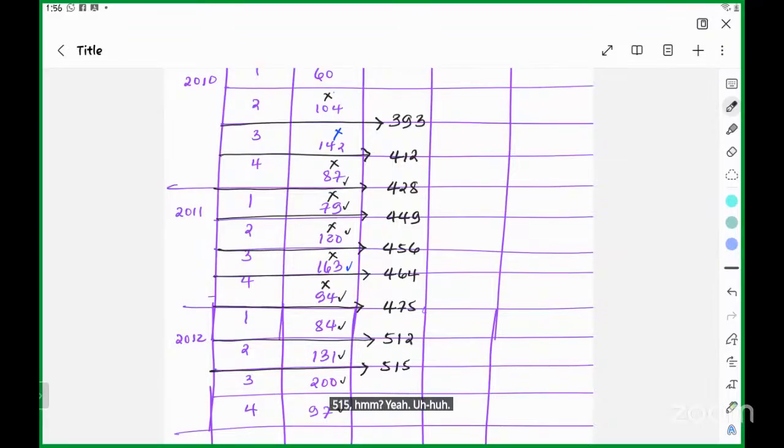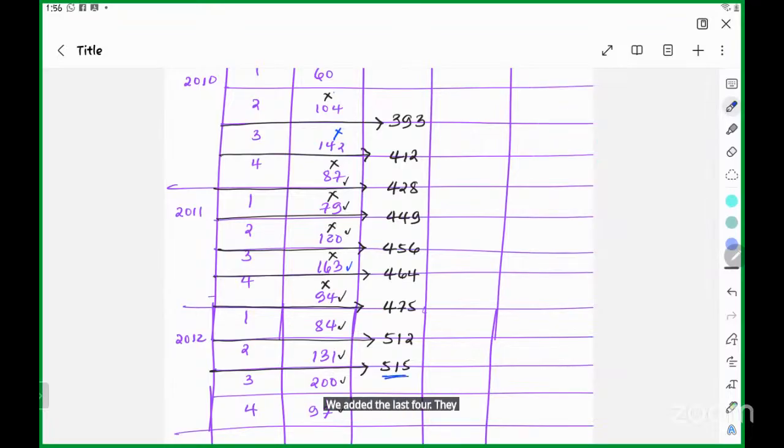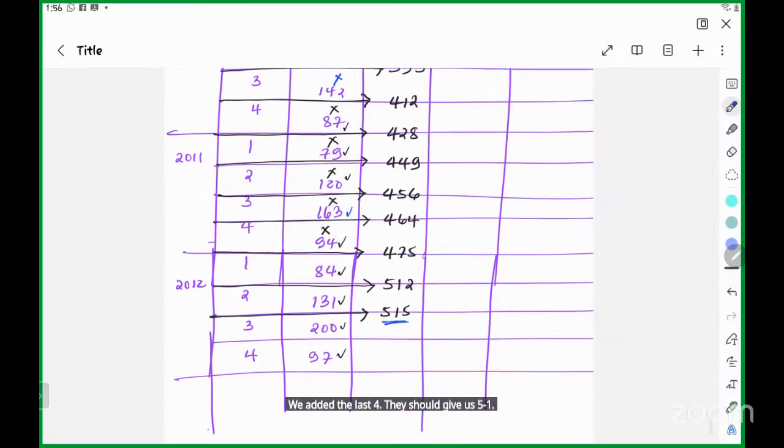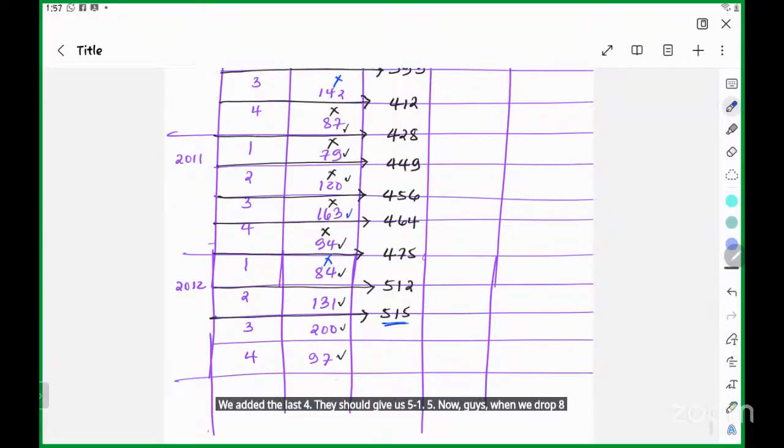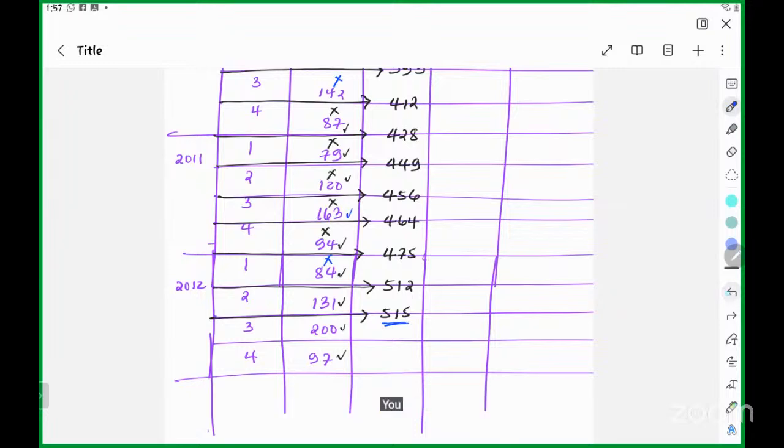Now, just a second. Let's have a proof check. For us to proof check, we add the last four. They should give us 515. Now, guys, when we drop 84, we have nothing to add on, so we stop. You stop when you can no longer add 4. Now, add these, see if you get 515. If you don't, then we made a mistake somewhere.